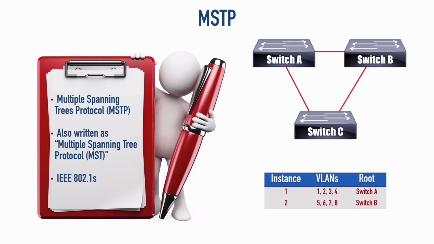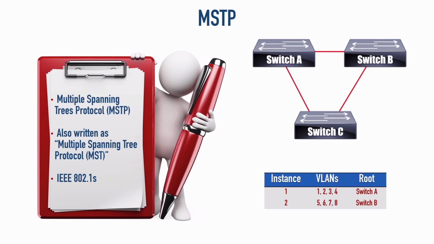Yes, different VLANs might benefit from different spanning tree topologies. However, a lot of VLANs might share the same spanning tree topology as their optimal topology. For example, let's say that in this very simple topology, switch A would be the best root based on the traffic patterns for VLANs 1, 2, 3, and 4, and switch B would be the optimal root bridge for VLANs 5, 6, 7, and 8.